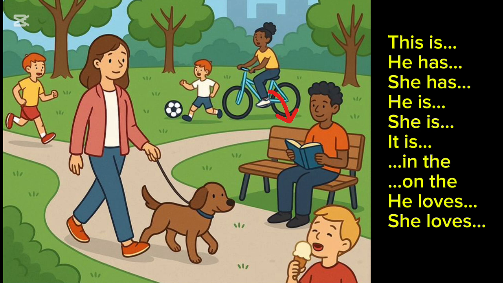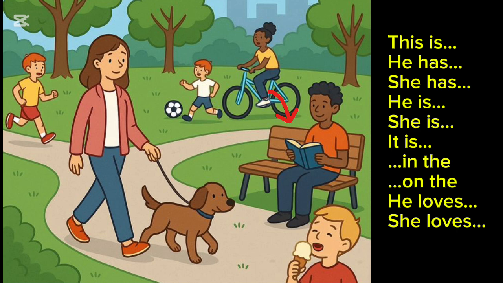John has an orange t-shirt. John has blue jeans. John has black shoes. John has a book. Or he has a book.